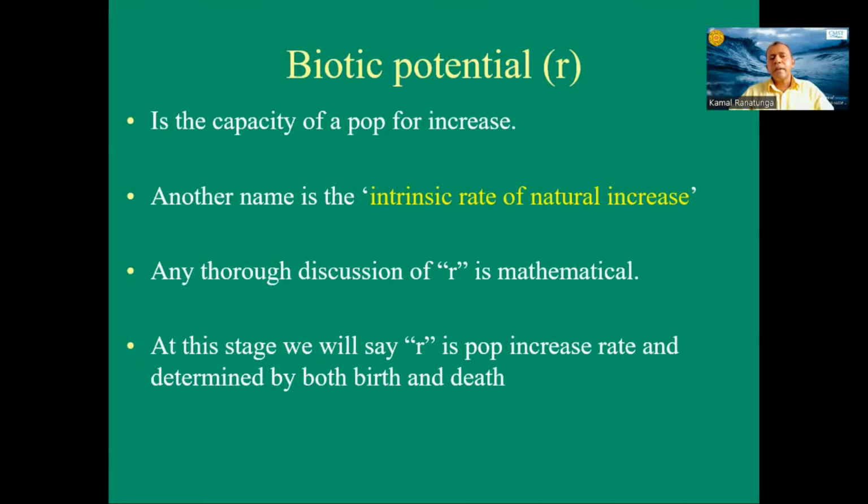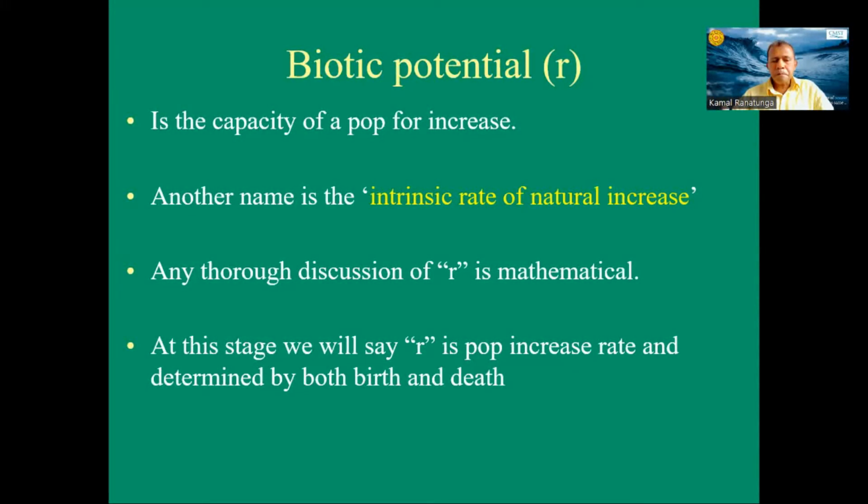Now, this term biotic potential, I think you get some idea. We get that R from a mathematical equation, but by now we know that it has to do with the birth rate and death rates, which is some natural phenomenon. It's called the intrinsic rate of natural increase. It's a natural potential that a population has to increase, right? So it's a natural property, right?